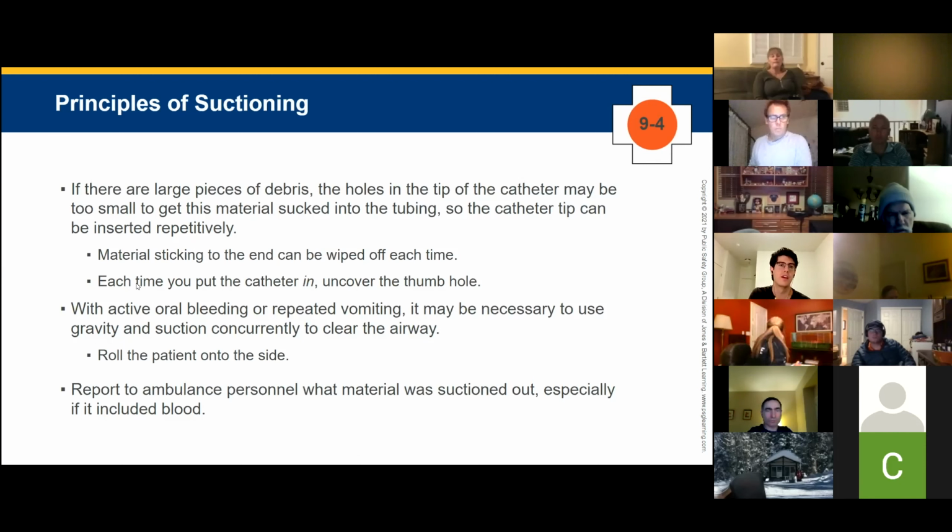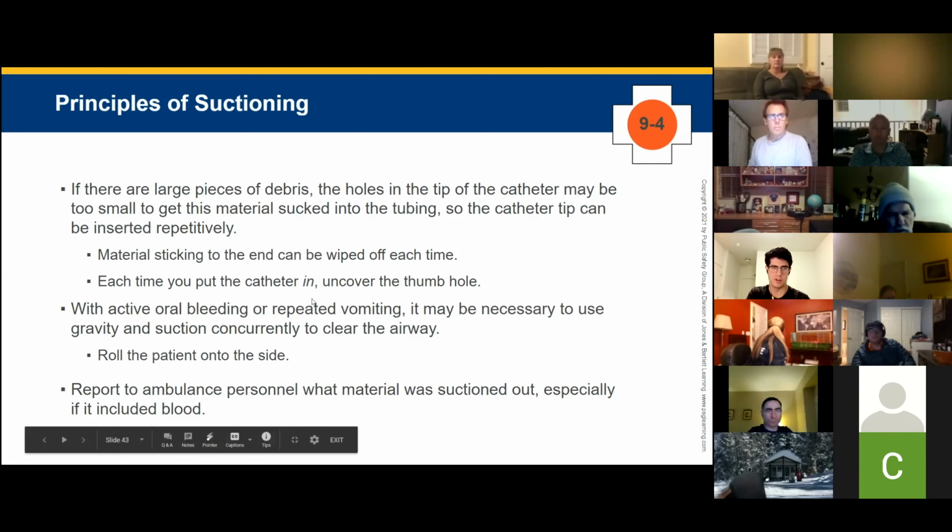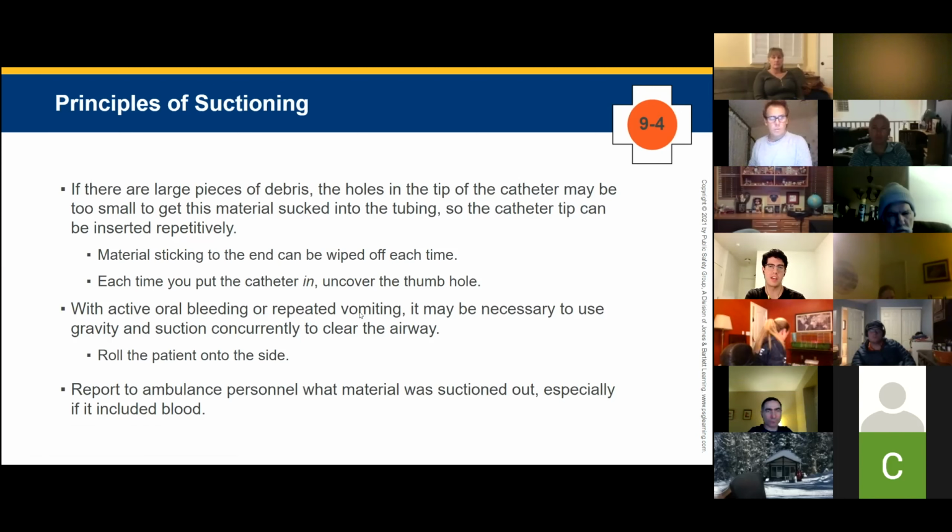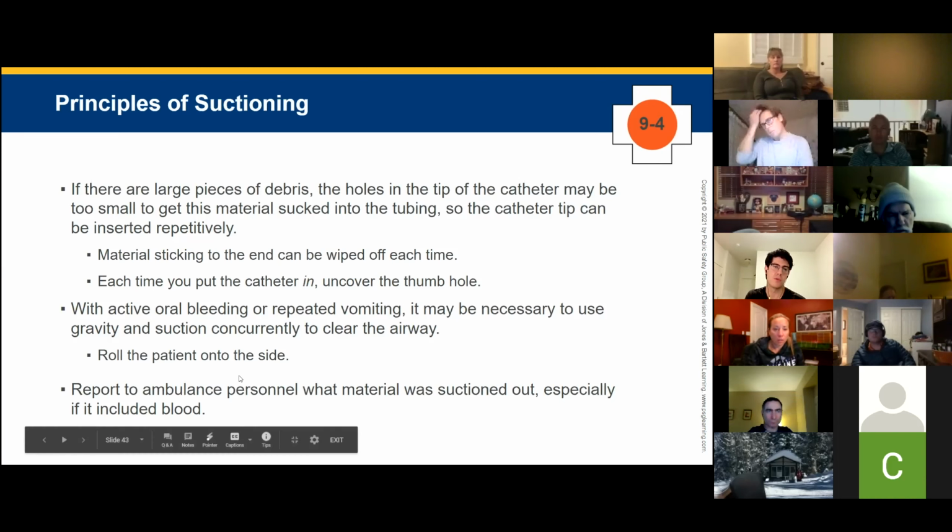So you want to be cautious of that. And then each time you put the catheter in, uncover the thumb hole. We talked about that. With active oral bleeding or repeated vomiting, it may be necessary to use gravity as well as suction. That may be the only way to deal with the amount of fluid that you're working with. And then if you can report to the people down the chain what came out, that's very helpful.